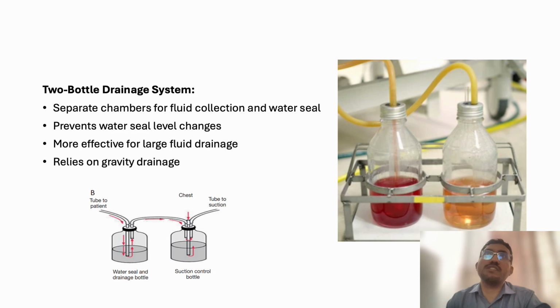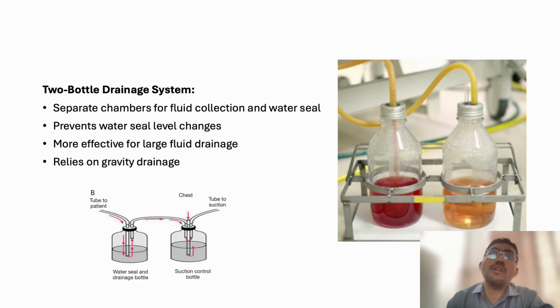Then there are two bottle drainage systems. Because of the inefficiencies of the one bottle drainage system, this was developed, and here suction can be done using a separate bottle. This is because the suction is also a wet type of suction, with the negative suction causing a negative air fluid level. So we can control the suction using the air fluid level from the second bottle.